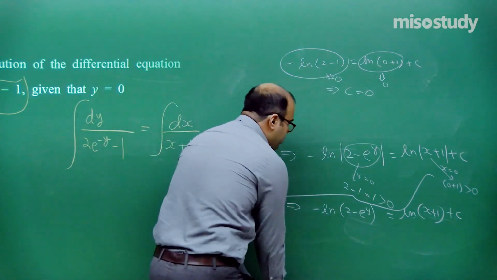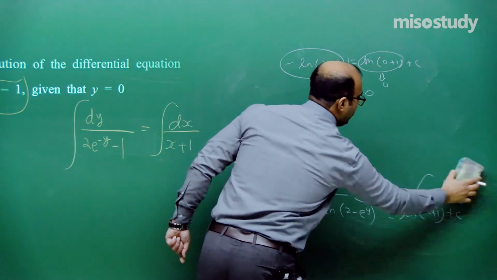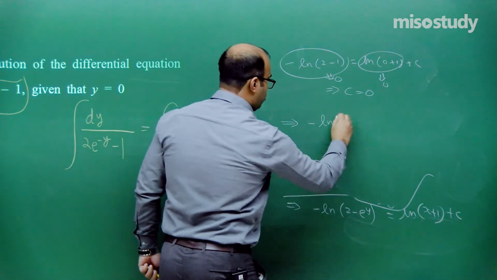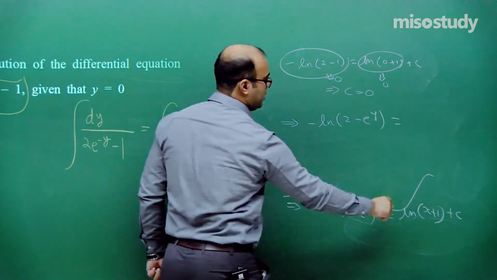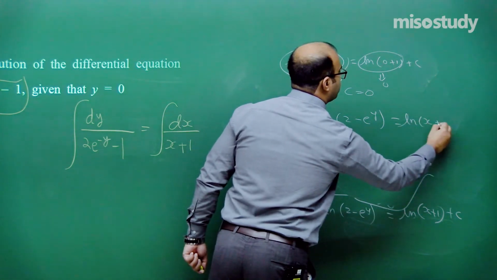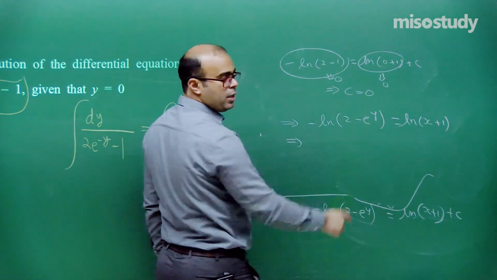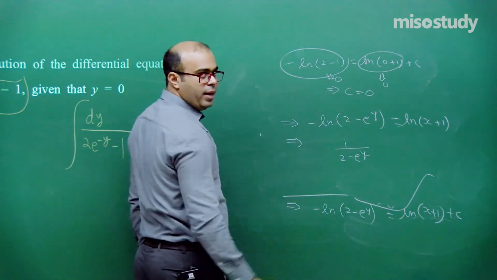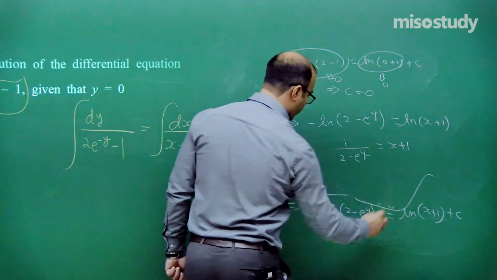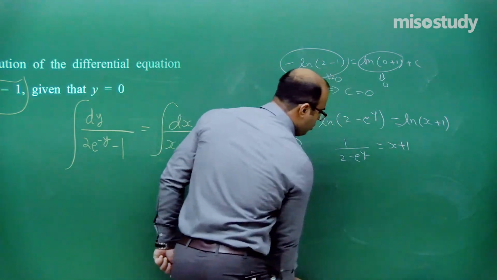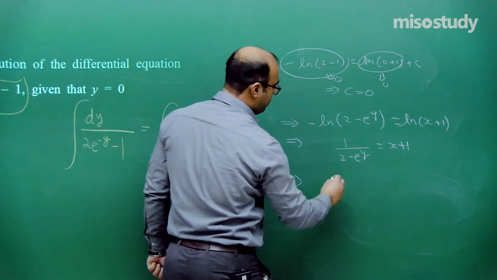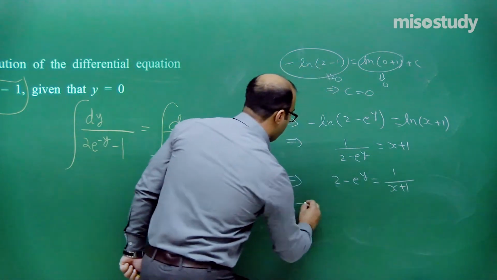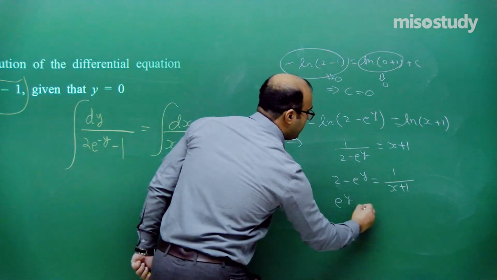So the constant of integration is 0, which means that this equation can be written as minus log of (2 minus e^y) is equal to log of (x + 1). Let us take the power here, and this will become 1 by (2 minus e^y). Log will be eliminated from both the sides, this will become equal to x plus 1. Now it is only about simplification, you have got the answer anyhow. So you can say that 2 minus e^y is 1 by (x + 1). Now you can take e^y on the right hand side and this on the left hand side.